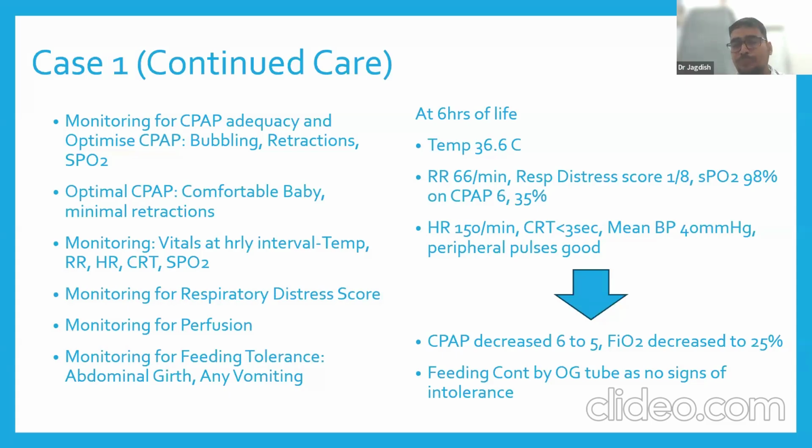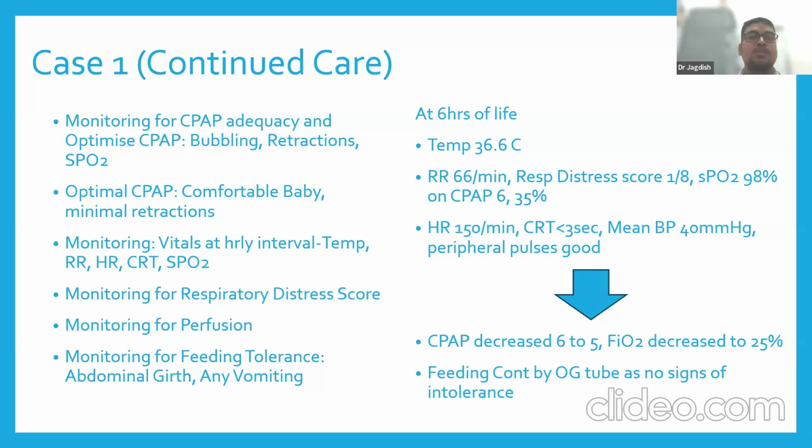So we are gradually monitoring this baby, and with time we decided we have to titrate the FiO2 depending upon your targeted saturation. My targeted saturation is 90 to 94% and retraction has to be minimal. So according to the respiratory distress score, I have to decrease the CPAP. So CPAP was decreased from 6 to 5 and FiO2 was decreased to 25%. And feeding was continued by OG as there are no signs of intolerance.